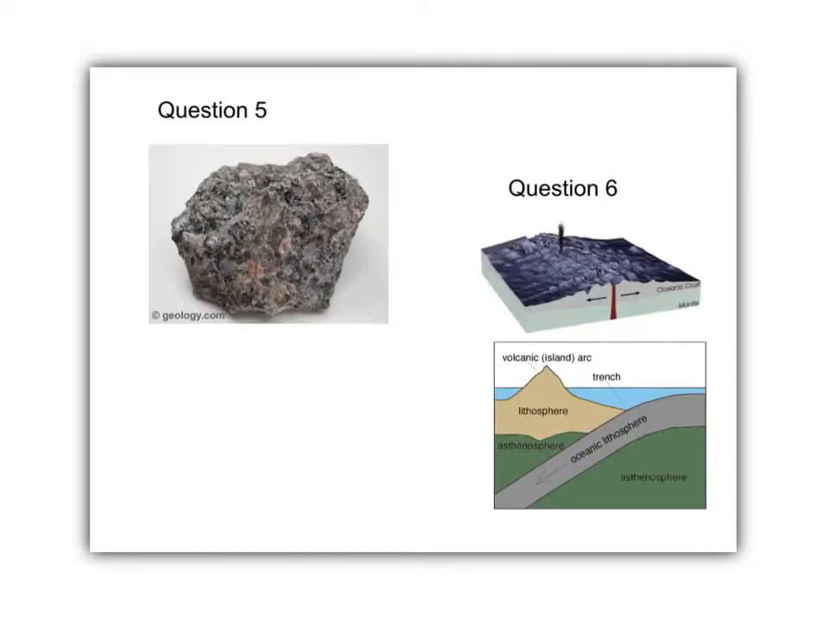Question number 5. The continental crust is primarily made of this rock right here, and this is granite. Question 6. Where do new oceanic crusts form? They form along ocean ridges.